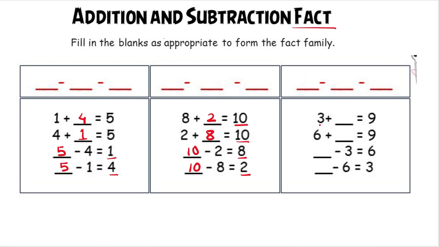Next, 3 plus which number in the blank place? 3 plus which number? So 6. 3 plus 6 is equal to 9. And 6 plus which number put in this blank place? So 6 plus 3 is equal to 9. Which number in this blank place minus 3 is equal to 6? So 9 minus 3 is equal to 6.